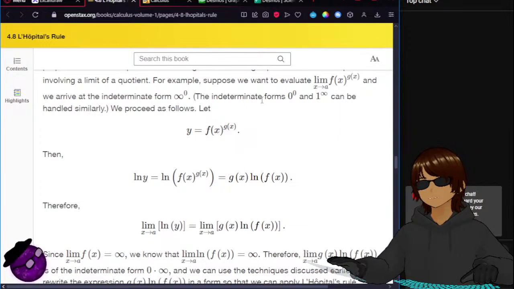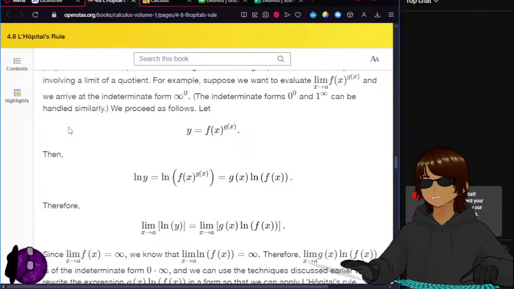The indeterminate forms 0 to the power of 0 and 1 to the power of infinity can be handled similarly. We proceed as follows. Let y equal f of x to the power of g of x, then ln of y is ln of f of x to the power of g of x, which is equal to g of x times ln of f of x.